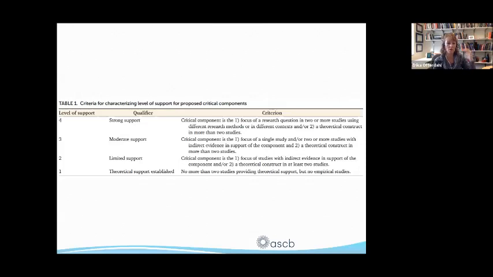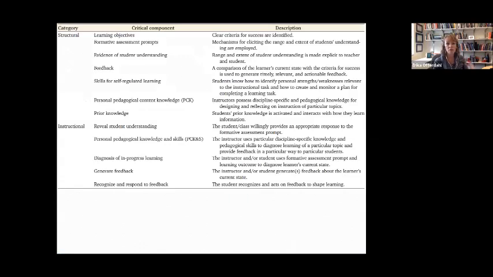And then all the way down to a 1, where there's really just a little bit of evidence. It's mostly theoretical and it's only a couple of studies. And what that allowed us to do was to generate a list of the critical components of formative assessment and feedback. So you can see that there's the structural elements, like I described earlier, that need to be in play, and then the behaviors, the ways that students and instructors should behave during the innovation.